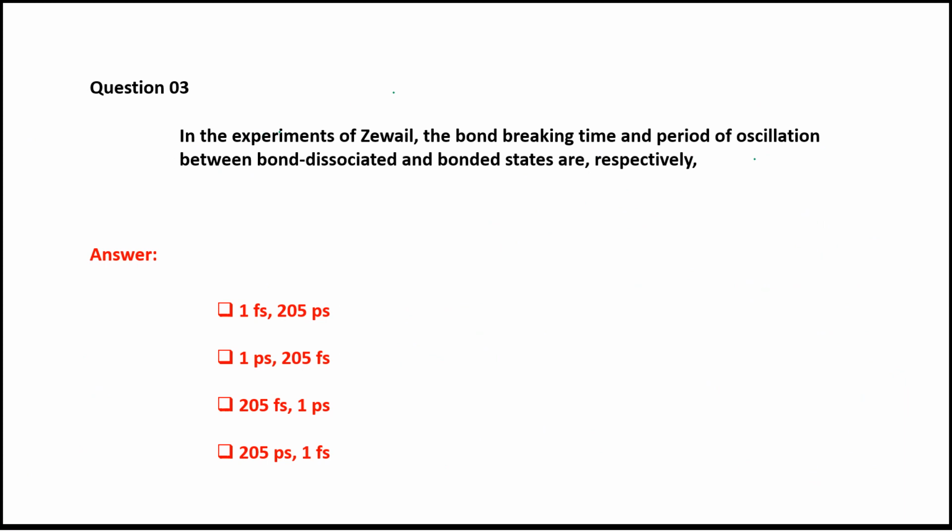Question 3 is: in the experiments of Zewail, the bond breaking time and period of oscillation between the bond dissociated and bonded states are, respectively. Basically, there are many fast processes. One among the fastest that we used to know is the acid base reaction, which is called the fastest process.